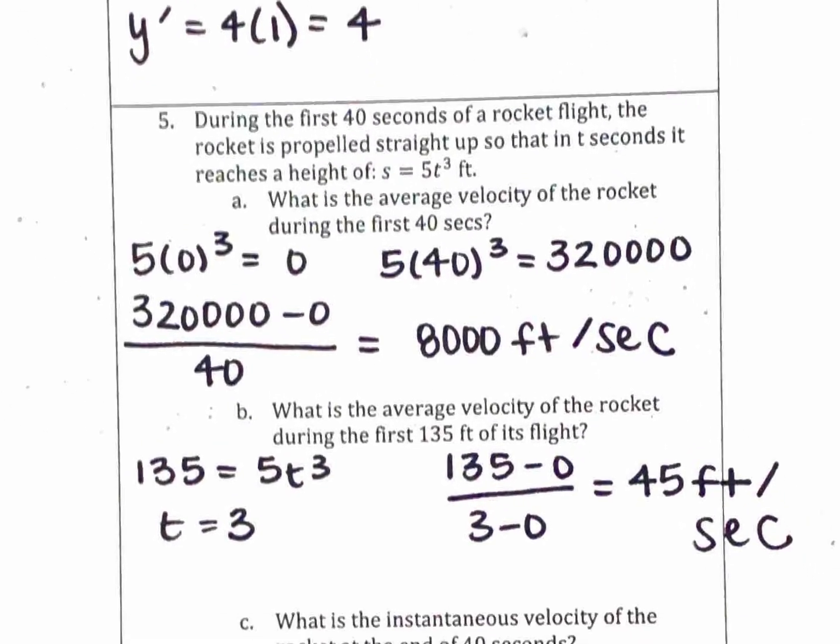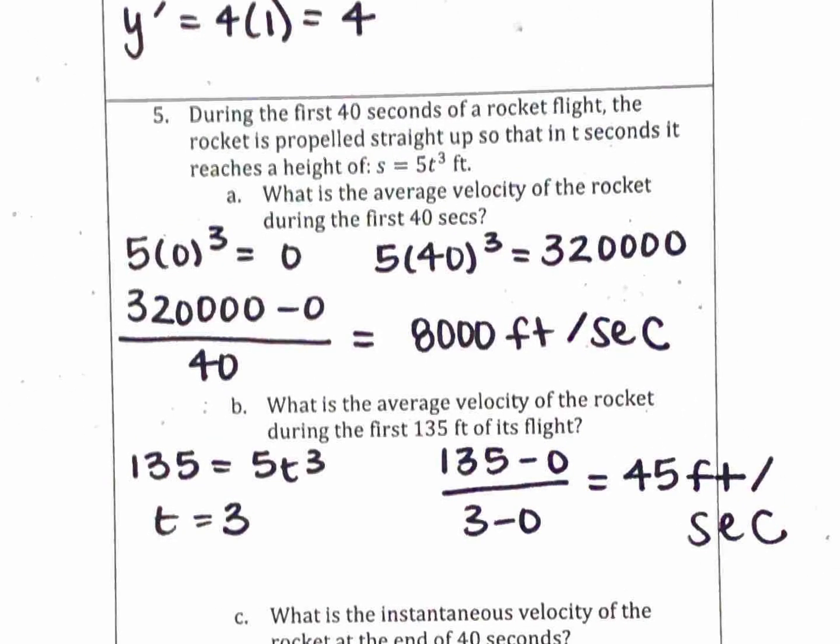All right, number 5. During the first 40 seconds of rocket flight, the rocket is propelled straight up so that in t seconds it reaches a height of s equals 5t cubed feet. What is the average velocity of the rocket during the first 40 seconds?